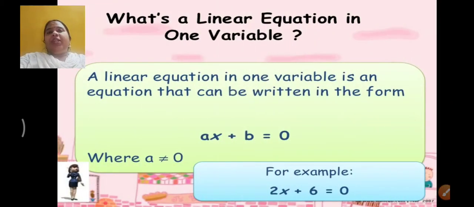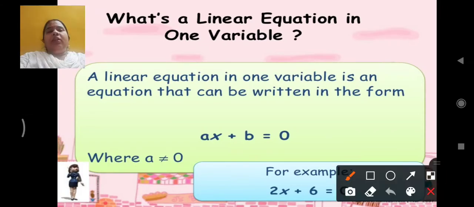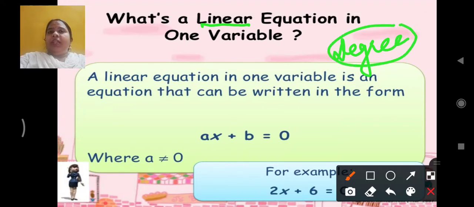Before we do that, let us quickly revise the concept of linear equation in one variable, which we have already learned in lower standards. Now coming to the terms that are used here, the word linear means the degree of the equation should be 1. I hope you remember this word degree. Degree means the order or the number to which the variable is raised. In this case, it is raised to 1. Nothing written means it is raised to 1.